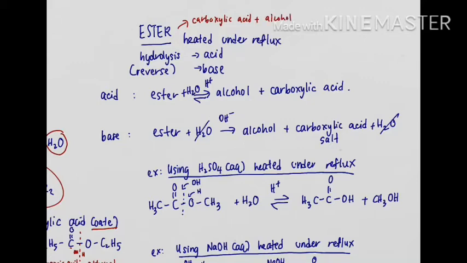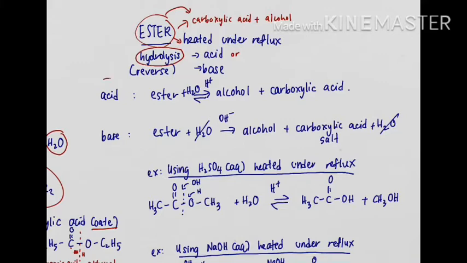Now what is going to happen when you have ester and you heat them under reflux with the presence of acid or base? A reaction is going to happen. That reaction is known as hydrolysis. Hydrolysis is basically using water to break down the ester. So in simple terms, ester can be broken down into carboxylic acid and alcohol. That is the reverse process of esterification.